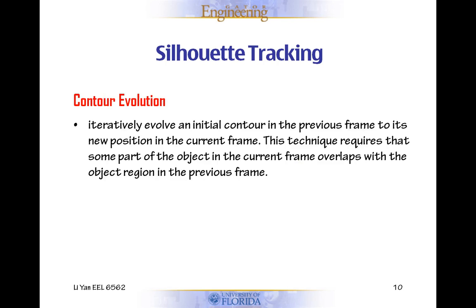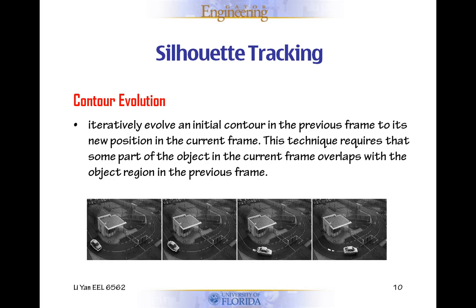As for the contour evolution, it iteratively evolves an initial contour in the previous frame to its new position in the current frame. This technique requires that some part of the object in the current frame overlaps with the object region in the previous frame. As we can see in these neighboring frames, the silhouette of the car changes in different frames, but it is still accurately tracked.